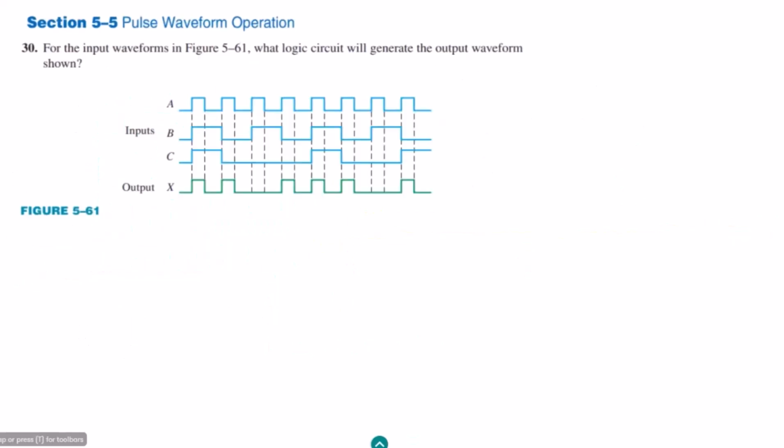Welcome back guys, this is again section 5.5 and this is question 30. What do we have to find out? The statement is, for the input waveform in figure 5.61, what logic circuit will generate the output waveform as shown? The output waveform is here, this is the output waveform x, and these are the inputs which we have. The inputs we have are a, b and c.